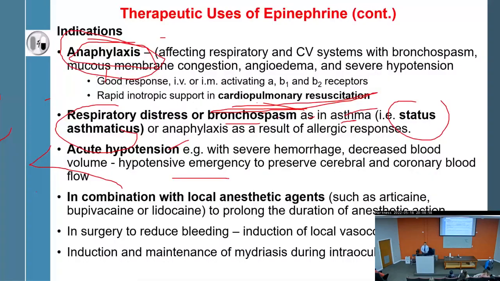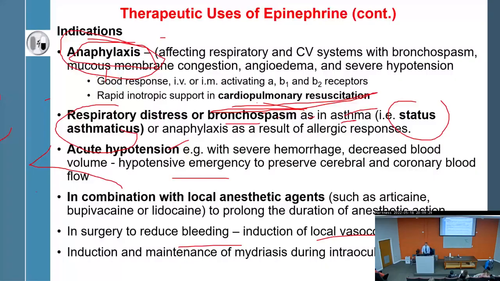And in combination with a local anesthetic agent, because you have a local surgery or something that's happening there, and you apply an anesthetic. Well, you want the vasculature to be constricted, actually, to avoid the diffusion of the anesthetic so quickly. So that's another use of epinephrine, okay, to reduce bleeding or induce local vasoconstriction, etc.